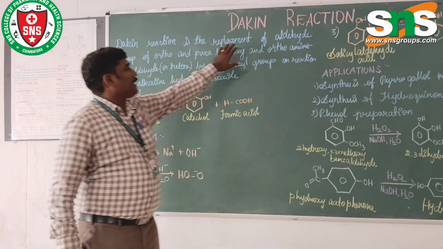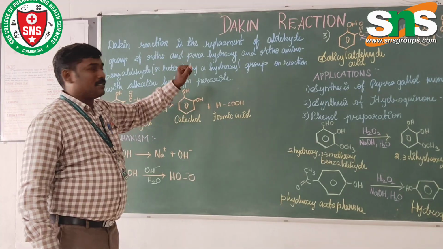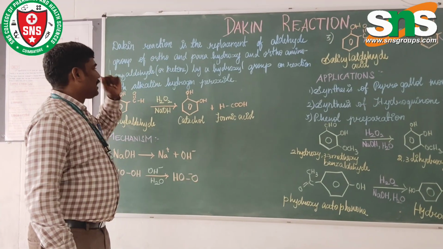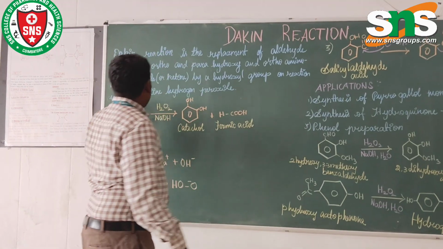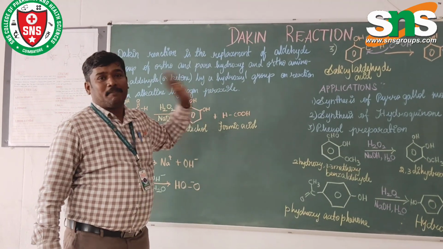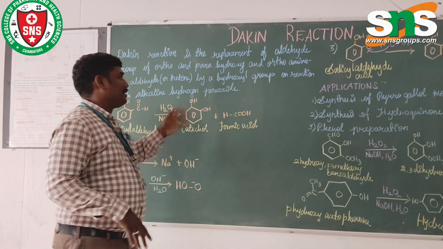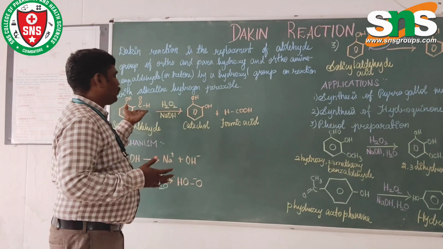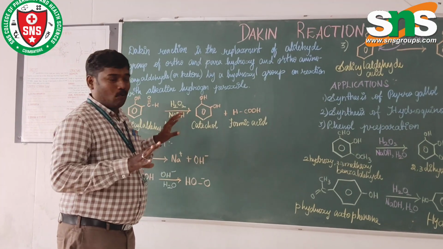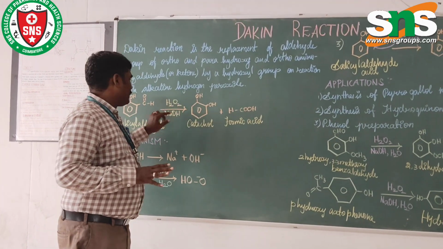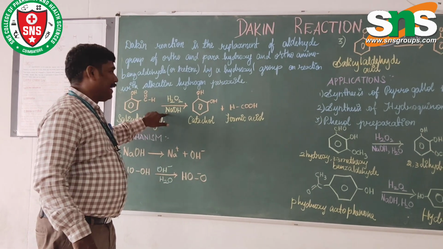It is the replacement of the aldehyde group of ortho and para-hydroxy or ortho-aminobenzaldehyde or a ketone by a hydroxyl group on reaction with alkaline hydrogen peroxide. So this is the definition of the Dakin reaction. Actually, that aldehyde group or amino group will be replaced by a hydroxyl group. This reaction is carried out in the presence of hydrogen peroxide and sodium hydroxide.